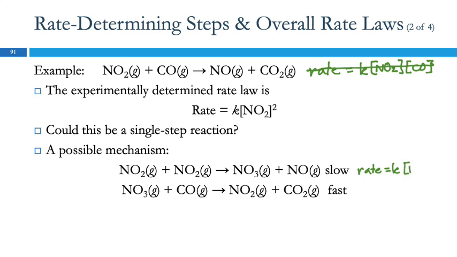NO2 squared. We have essentially two NO2s, and so we have NO2 raised to the power of 2. And this is what I cautioned you over and over again: we can't do that, except we can do that for an elementary step. So this elementary step, which is the slow step, gives this rate law. This matches the experimentally determined rate law for the chemical reaction.